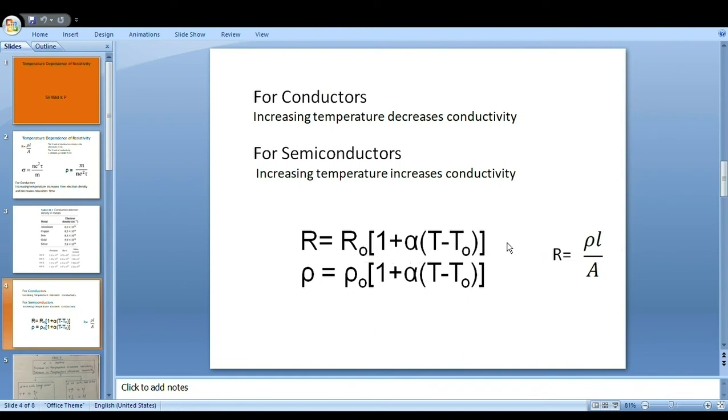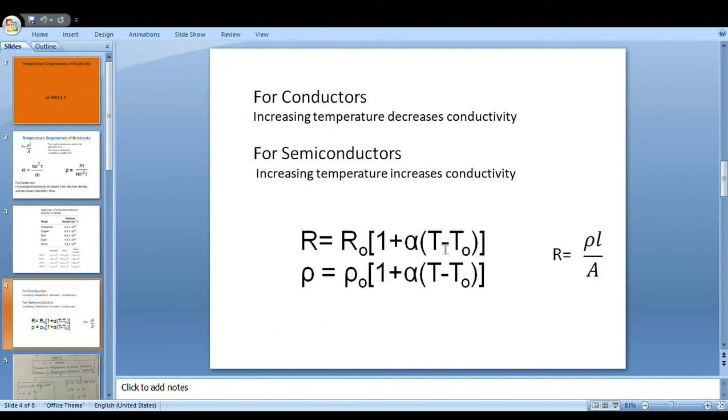Okay, so T naught is some reference temperature. So R naught is the resistance of that material at that temperature. I find this equation very beautiful because of its underlying principle. The principle is if we know the resistance of a material at some reference temperature, then we can find the resistance of that material at any given temperature T.